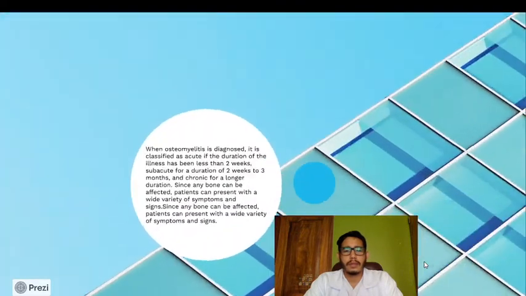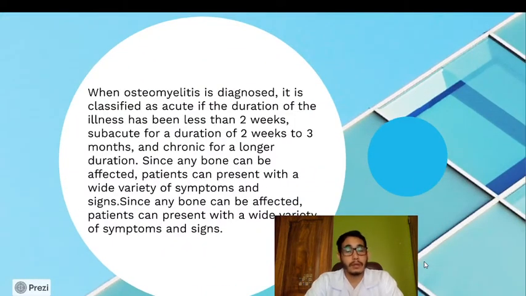Application in medicine: when osteomyelitis is diagnosed, it is classified as acute if the duration of the illness has been less than 2 weeks, subacute for a duration of 2 weeks to 3 months, and chronic for a longer duration. Since any bone can be affected, patients can present with a wide variety of symptoms and signs.